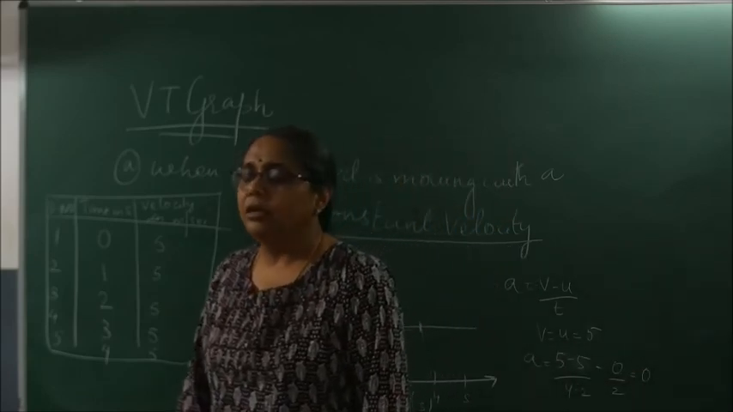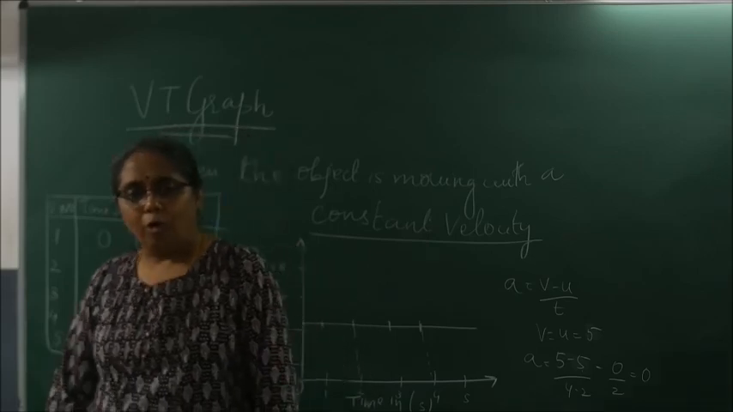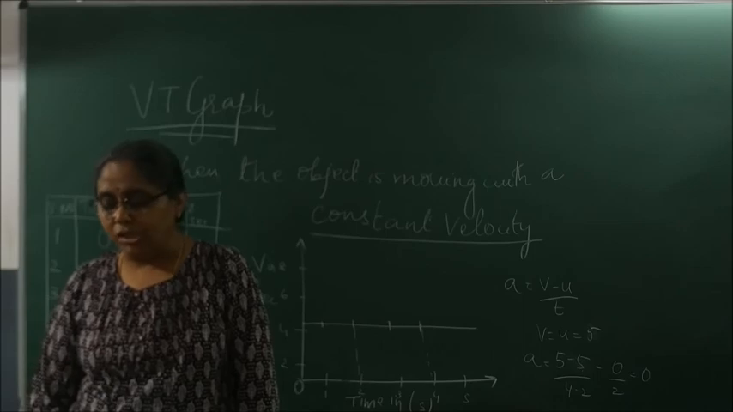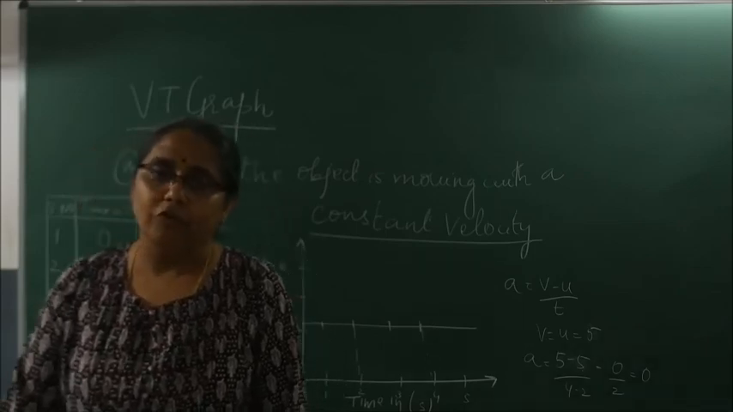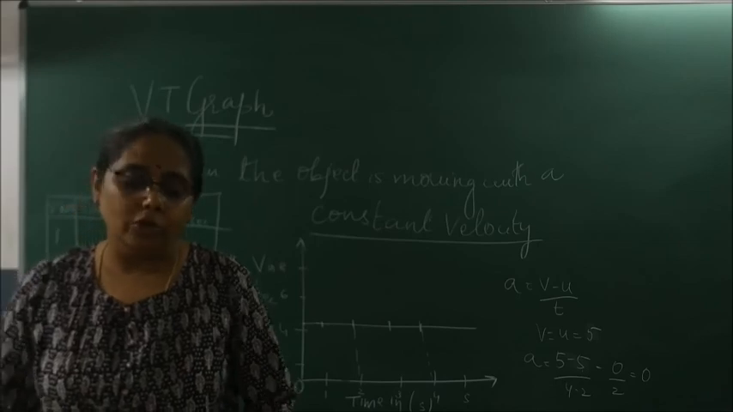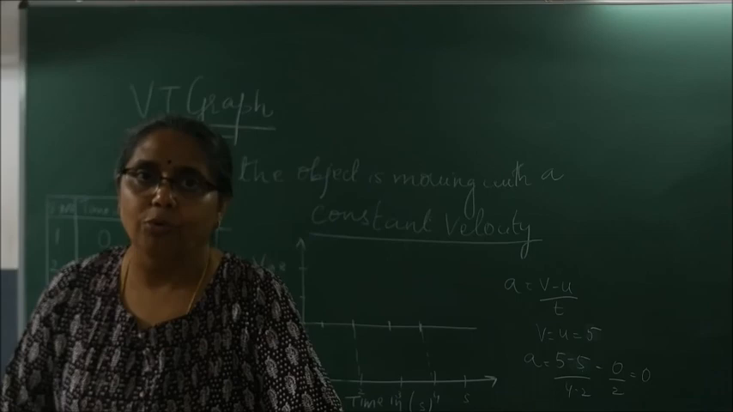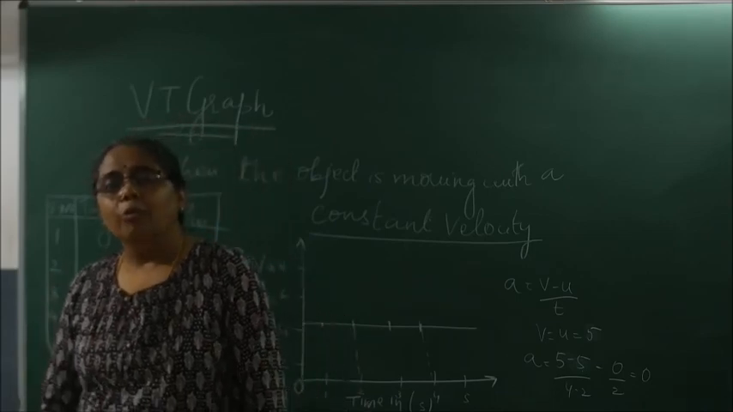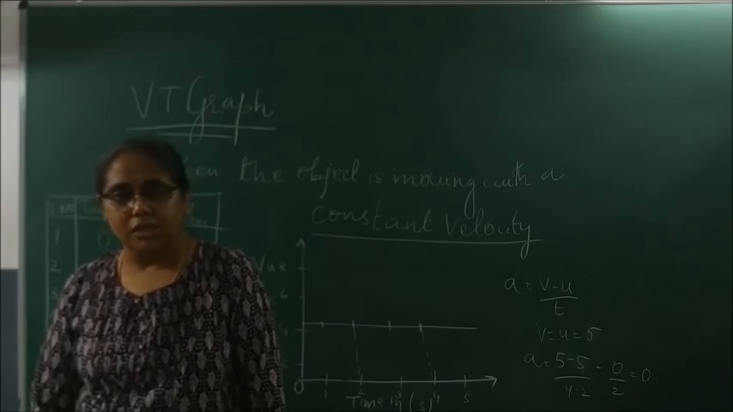So please write: acceleration of a body moving with a constant velocity is always 0.